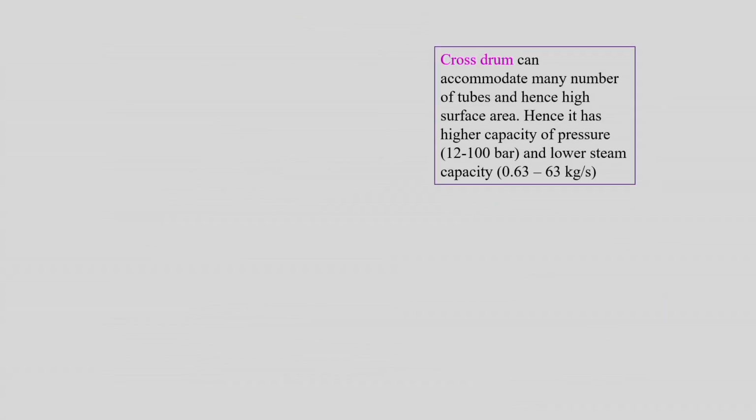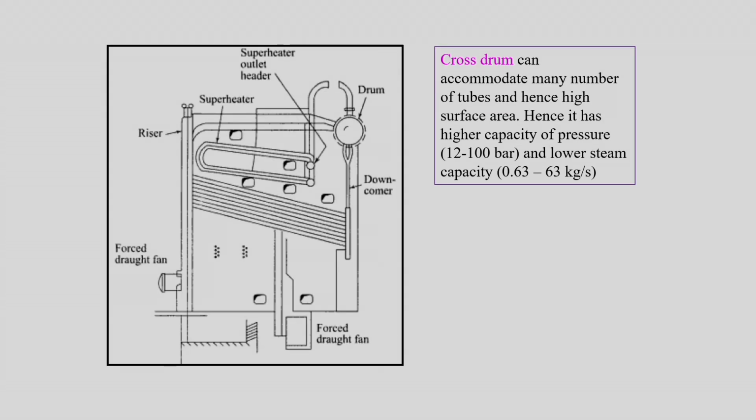But we have the cross drum boiler, where the plane of the drum is perpendicular to the plane of the tubes, such that it can accommodate many tubes, and such that it can lead to very high steam pressure inside the drum, 12 to 100 bar, and it can produce steam at a very large rate, from 0.63 to 63 kg per second. So, this is how we have the construction or different arrangements of the water tube boiler.